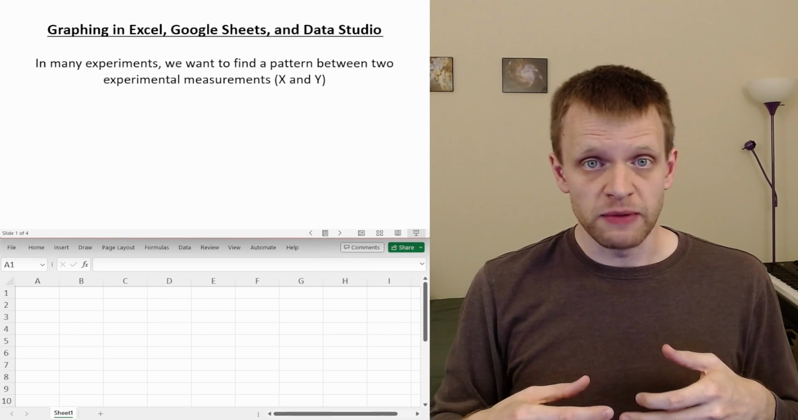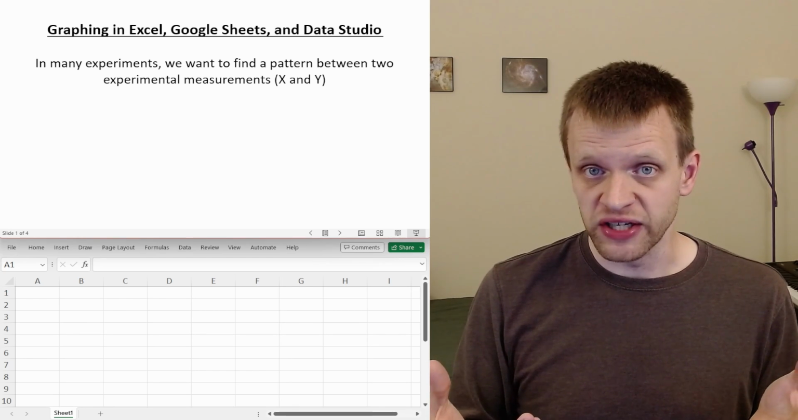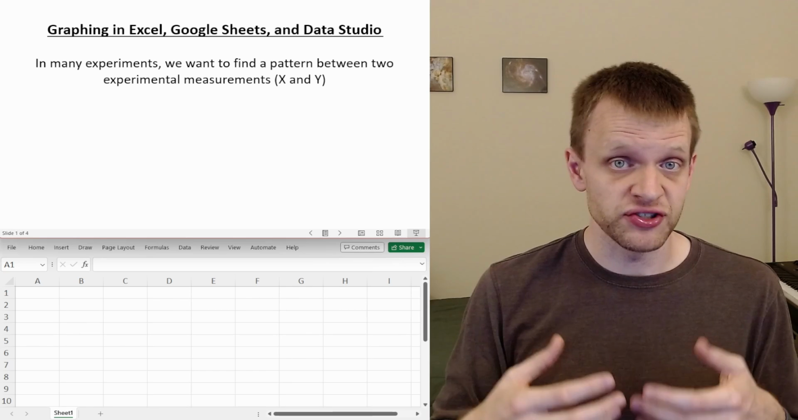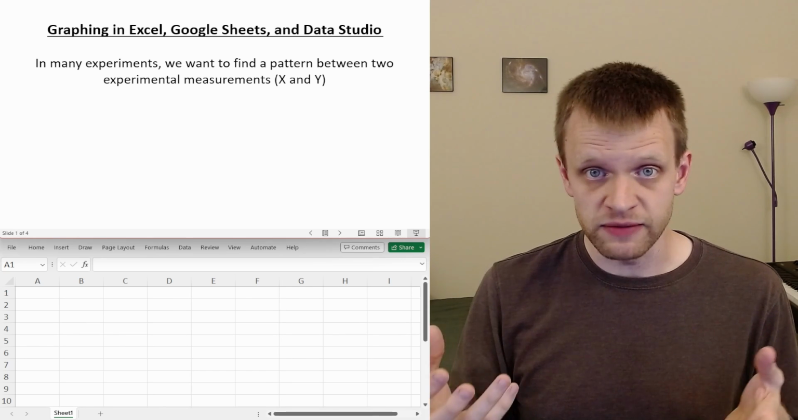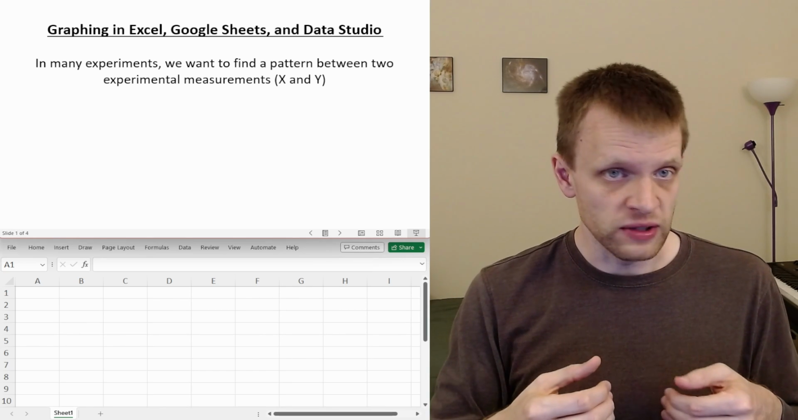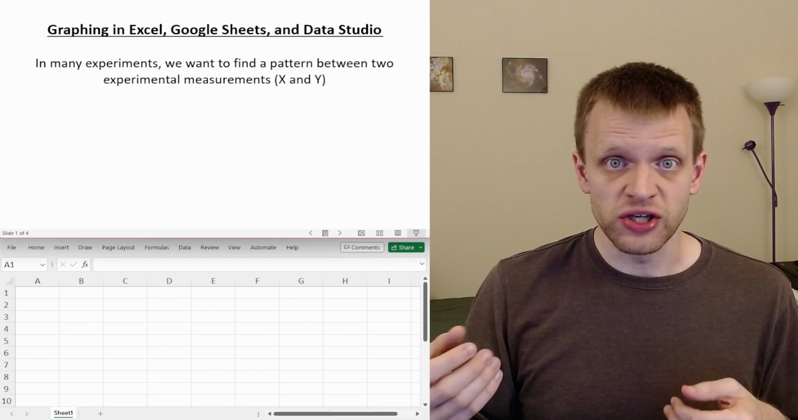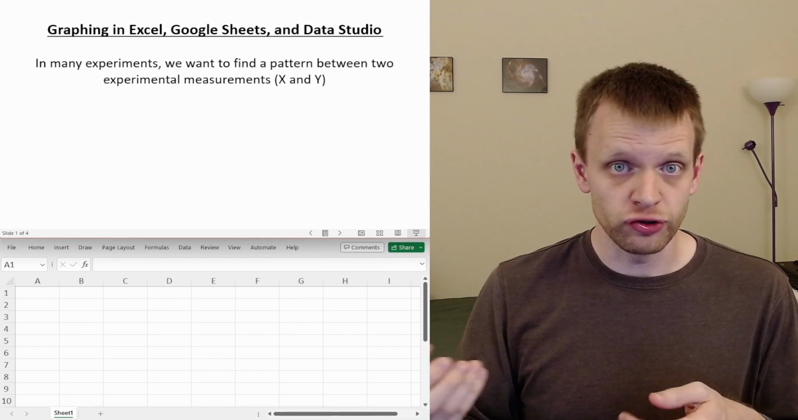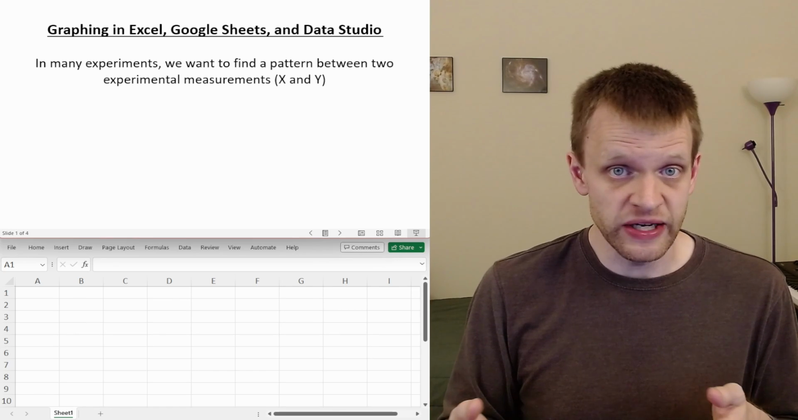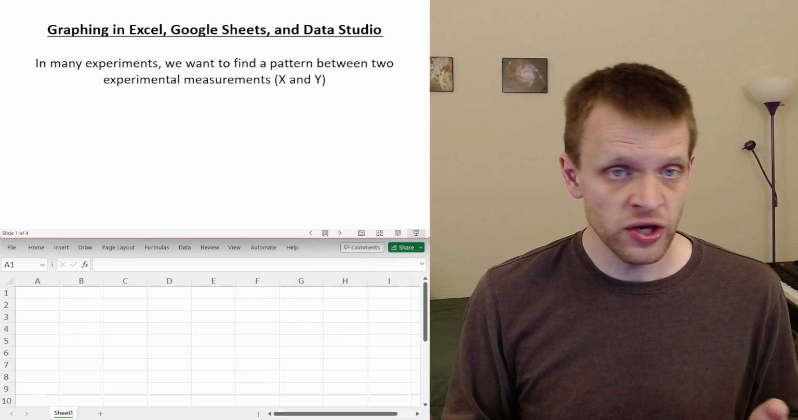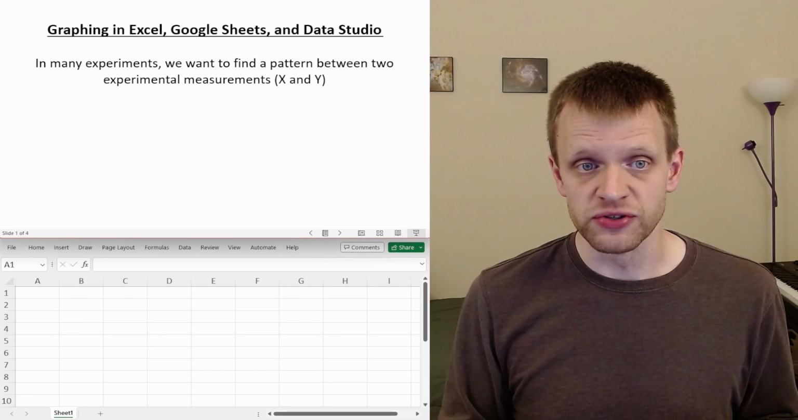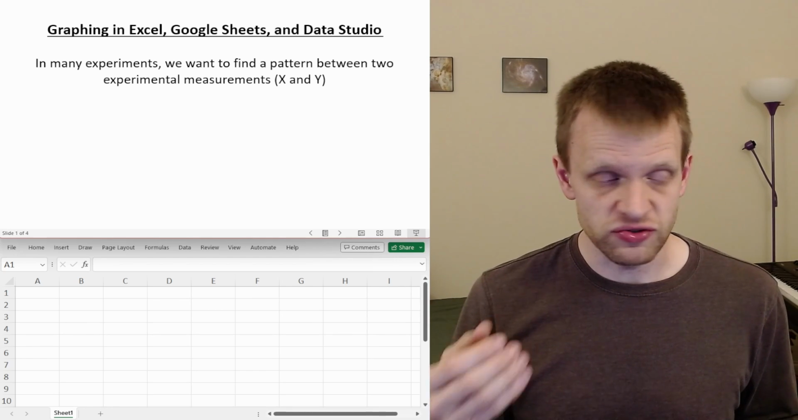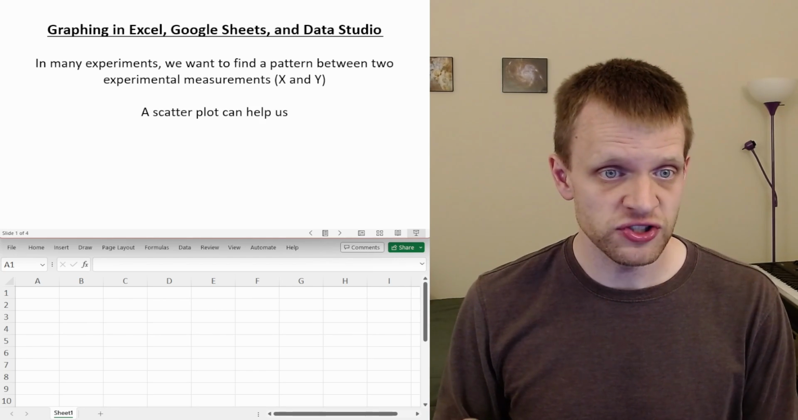Or maybe I'm applying a force to some object and I'm measuring the resulting acceleration of that object. That could be my two variables. Or let's say I'm giving someone a certain dose of some kind of medication and I'm measuring how long it takes that person to get better with that particular dose. These would all be examples of finding a pattern between two kinds of experimental measurements.